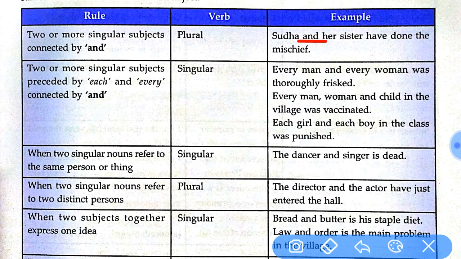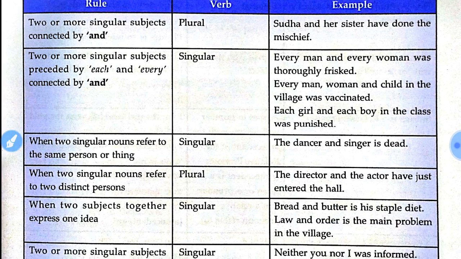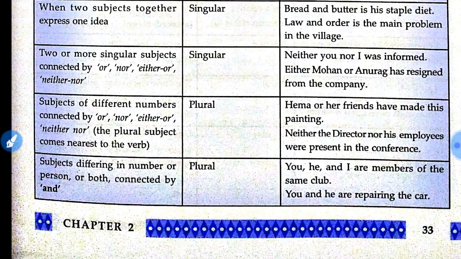Here we have and used for singular subjects, therefore plural. Here we have every man and every person, and is used, therefore singular. We have here the same person or thing, therefore we have singular. Here we have two different distinct persons, plural. And here I told you, look at the article to make out. And we have to express one idea, bread and butter, and then singular form is used. So we use singular in three places and plural in two places. I hope you understood how we use and.